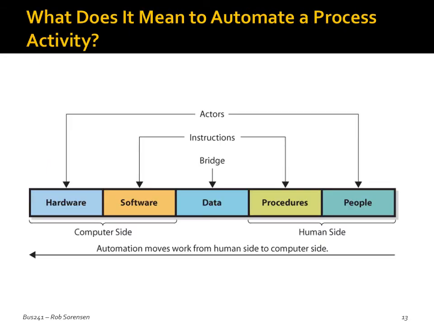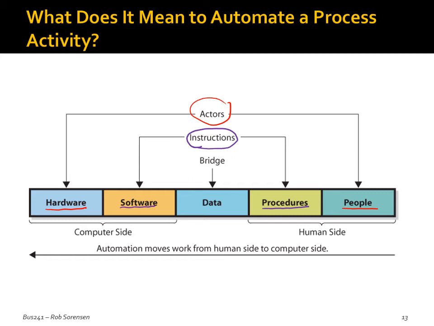So if I say that I want to automate a process, let's go back to this 5-component model we learned about earlier in the course. We said we have hardware, software, data, procedures, and people. Well, one way to think of it is that we have actors. On the technology side, that's the hardware, but on the human side, that's the people. All right, those are the actors. We also have instructions. Well, that's the software code. That's the procedures or business processes that the people do. All right, and in between we have the data, sort of bridging everything.